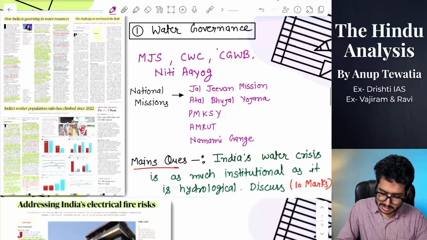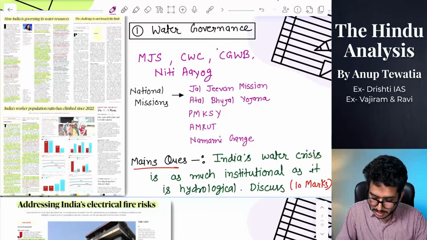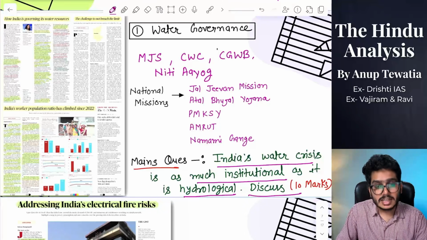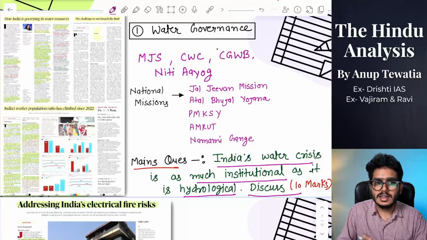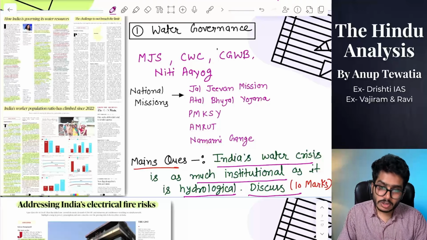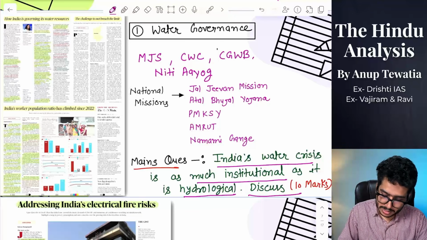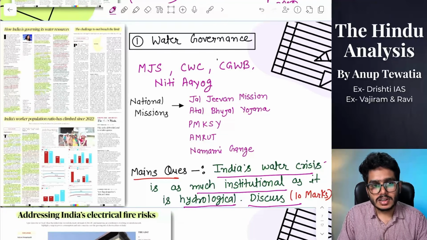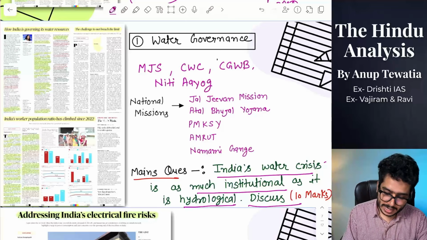Even there is this line in the editorial: India's water crisis is as much institutional as it is hydrological. Discuss. It can directly come into UPSC. So if you are someone who is actively writing answers based on this editorial, you can try to write this answer and have the copy sent to me. I will check it. So in water governance, it primarily talks about how the system looks at the central level.